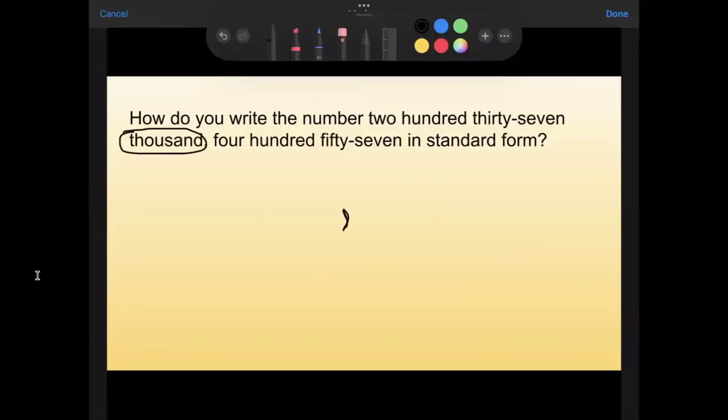Now I can look at it in two different ways. I can look at it before and after the comma. So before the word thousand came the phrase 237. So that means that 237 comes before my thousands comma. So I'm going to put a 2, a 3, and a 7 right here. That's 237,000. Now I can look and see what comes after the comma. So after the word thousand, it's 457. That means that 457 is going to come after my comma. So this is how I would write this in standard form: 237,457.